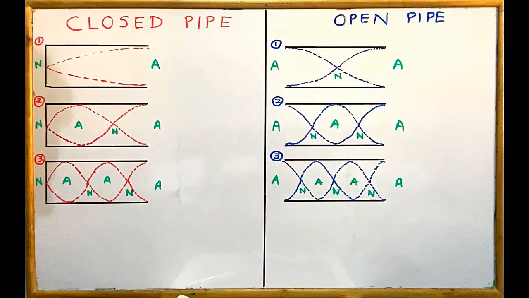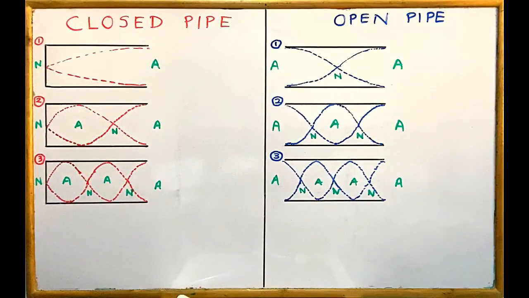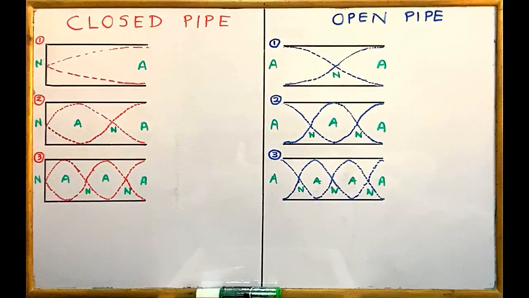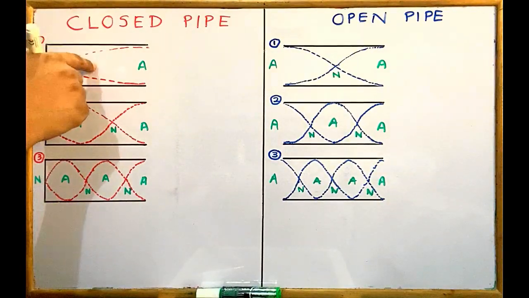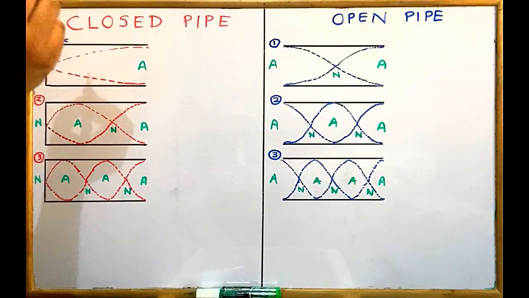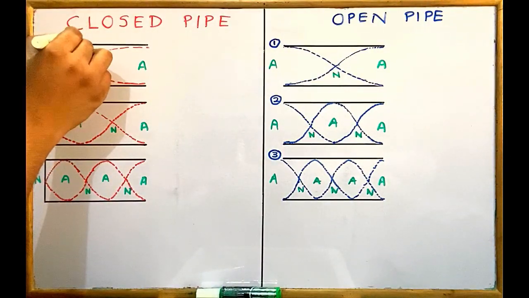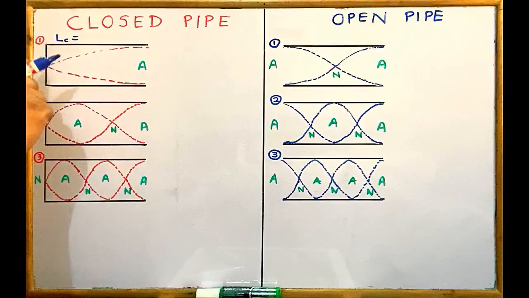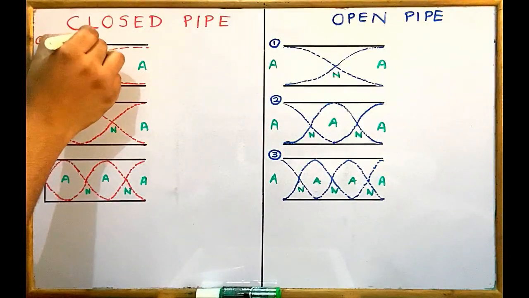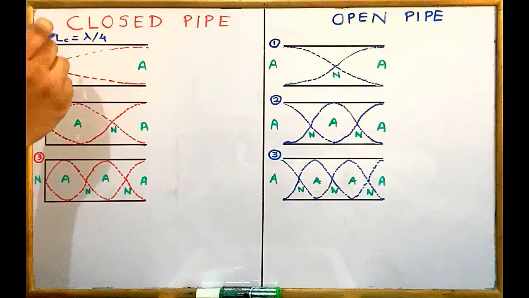So now moving ahead, we want to get the formula for the fundamental case, and want to see what about the overtones, right? So the length of the pipe, because it's a closed pipe, let me call it as LC. So what is the length of the pipe here in this diagram? How much is it? Node to antinode, the distance can be called as lambda by 4. What about the second diagram?